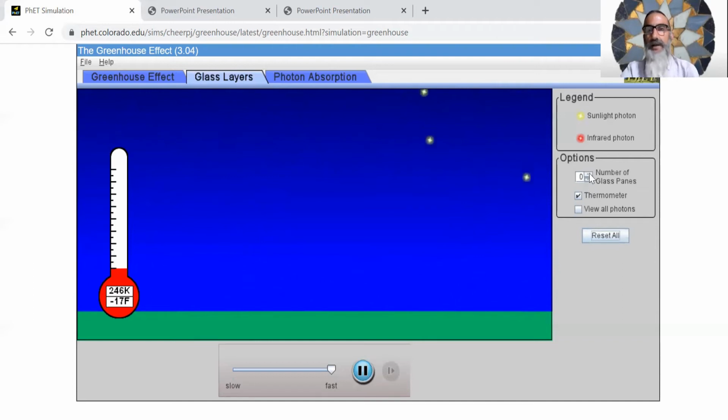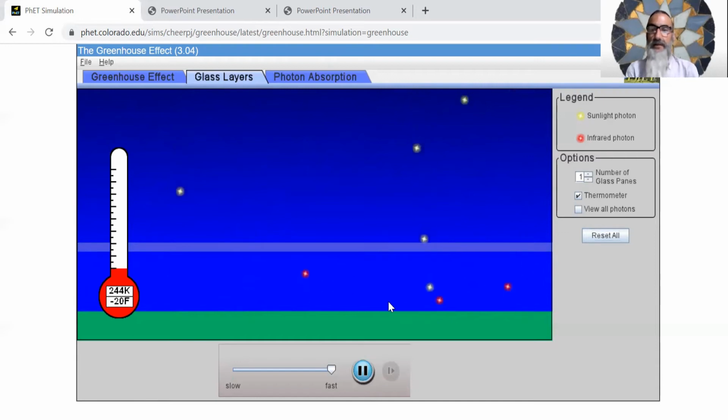So with just one layer of glass, a little bit of heat is trapped. And that's actually a good thing. Otherwise, the Earth would be very, very cold. And a lot of plants and animals wouldn't be able to survive. So a little bit of greenhouse gases is a good thing.